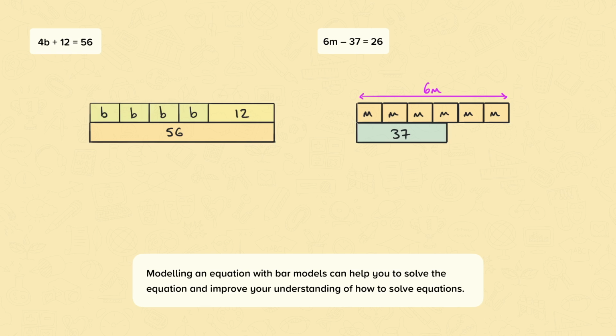The difference, that's the amount left over after the subtraction, is this distance here. We can see from the equation that the difference between 6m and 37 is 26. Because 6m subtract 37 equals 26. So this length here is 26. We've now modelled the equation. It shows 6m subtract 37 is equal to 26. We'll now move on to solving some equations.